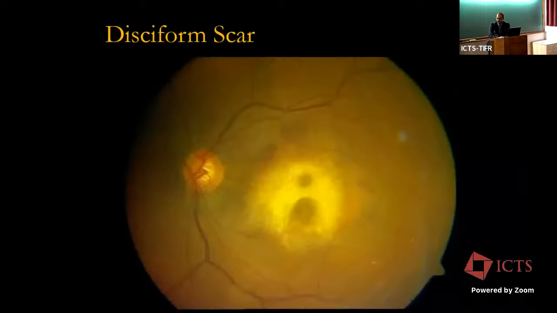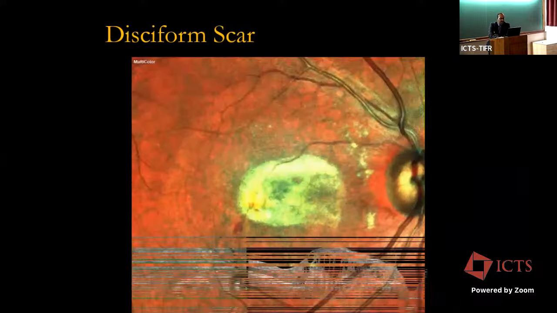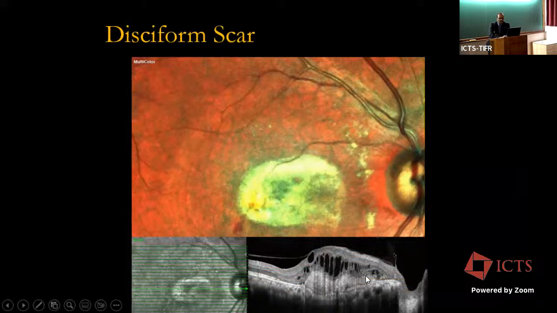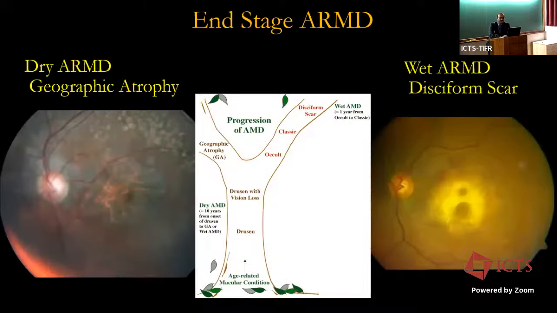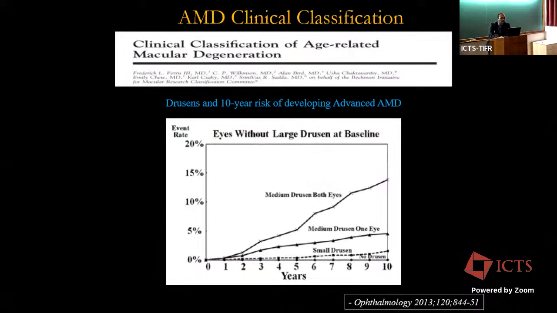And this is the disciform scar, which is the absolute end stage of neovascular degeneration. And you can see on the OCT the scar here and the degenerative cysts above that. So this is end stage disease for neovascular AMD. So just again, the tree of AMD, like I said: drusens, vision loss, they can branch left and have geographic atrophy here, dry AMD, or it can go in this direction and have wet AMD, disciform scar here, and you see that example.